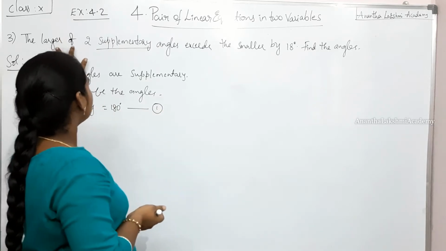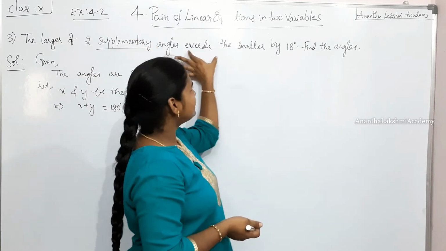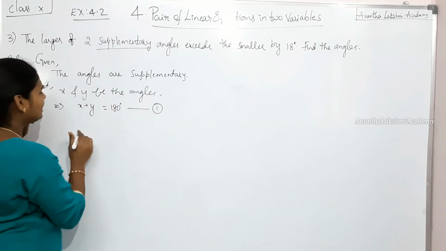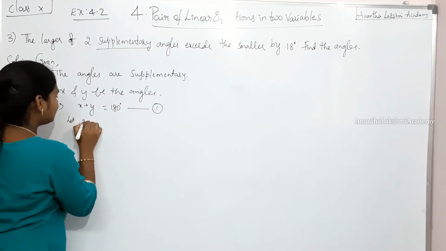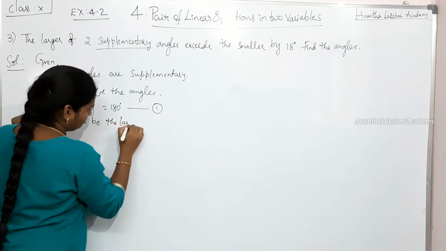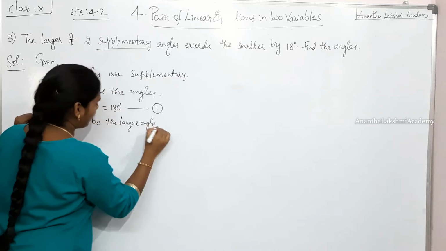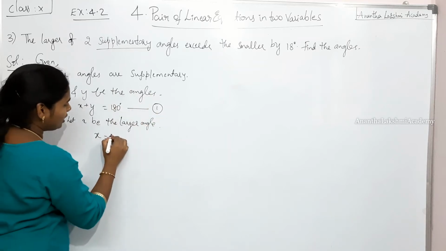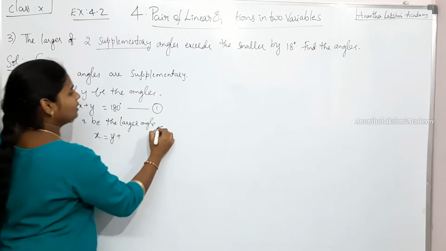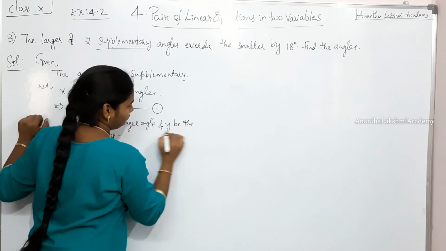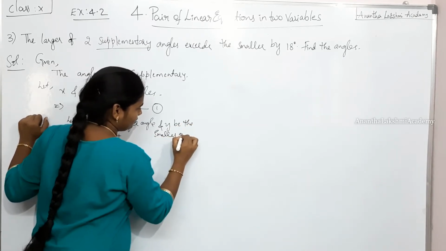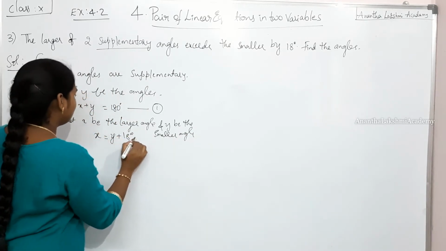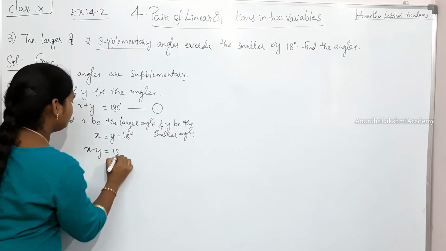Okay, what is given? The larger of two supplementary angles exceeds the smaller by 18. So x and y be the angles, I said. Let x be the larger angle and y be the smaller angle. The larger angle exceeds the smaller by 18 degrees, so this is going to be x minus y is equal to 18 degrees.